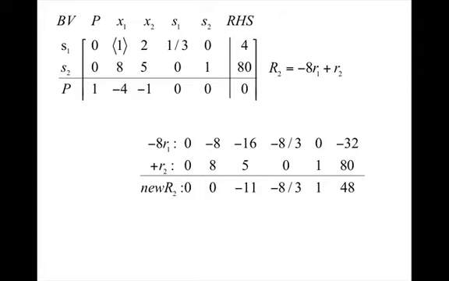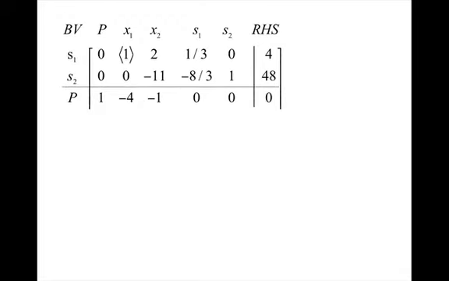When I do this, 0 plus 0 is 0. The -8 plus 8 gives me the 0 that I wanted. -16 plus 5 is -11. -8/3 plus 0 is -8/3. 0 plus 1 is 1, and -32 plus 80 is 48. And this is going to be my new row 2. Now you can either recopy the table now and add that new row 2 in, or you can go ahead and change the -4 to a 0 and then change both of those at the same time.